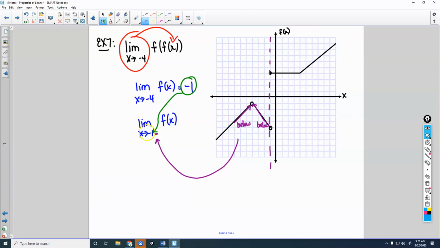So limit as x approaches -1 from the left, what do we get for that one, Avery? -5. Perfect. And that is your final answer, -5. Okay, questions?